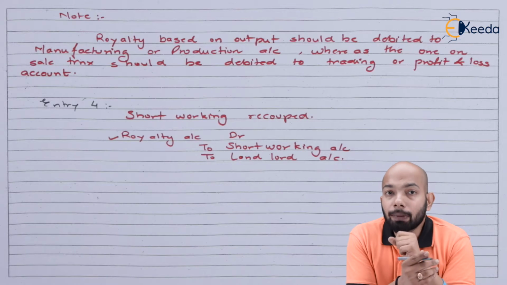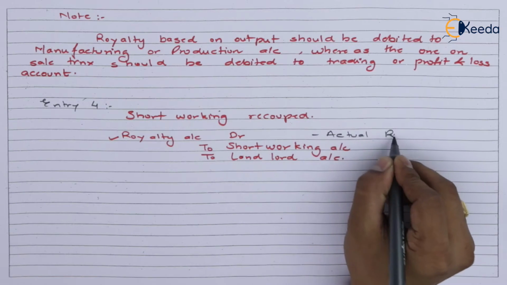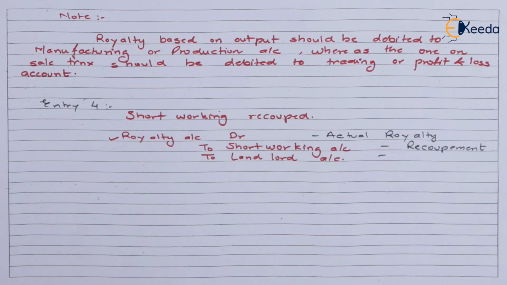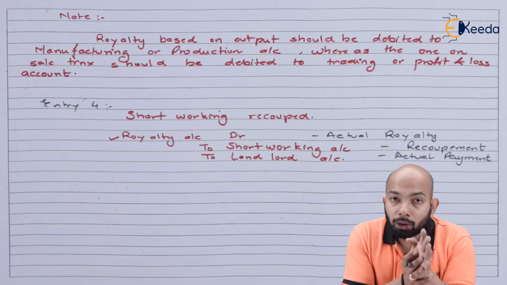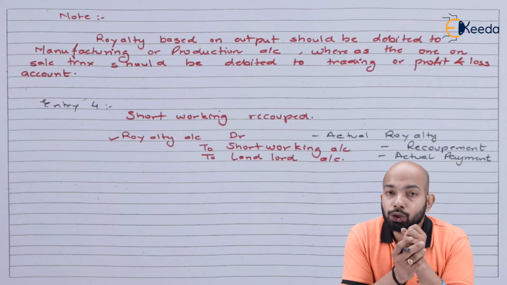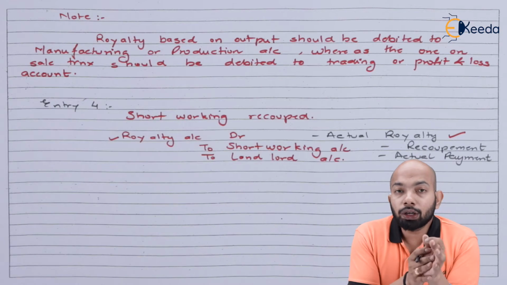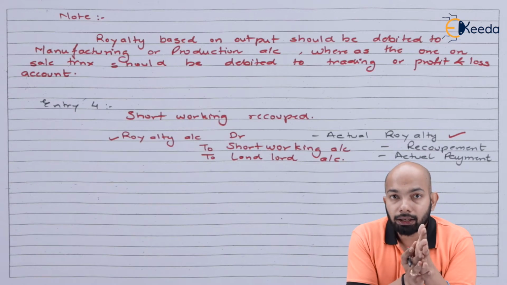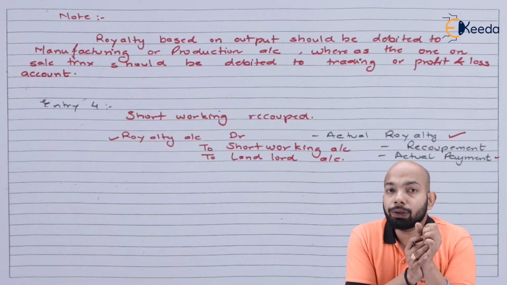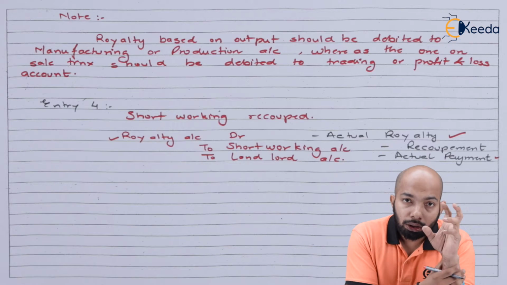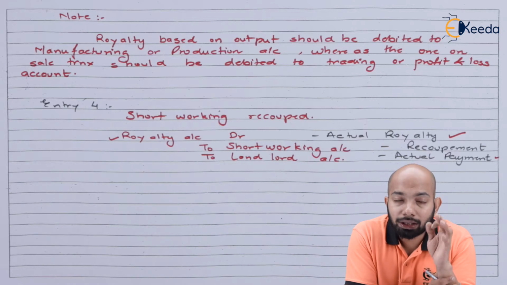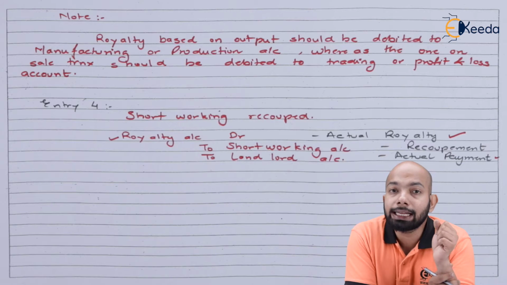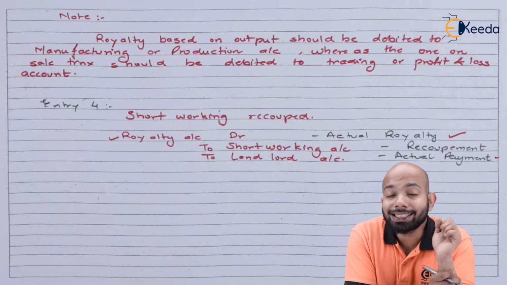Now let's figure out the amount that is supposed to be mentioned. Royalty account will refer to the actual royalty. Short working will refer to the adjustments that have been done, and landlord account will refer to the actual payment that has been done. So if the actual royalty is 10,000 and the actual payment that has been done is 8,000, the difference is the short working that has been recouped here. That is the short working amount. Now let's take the second case.